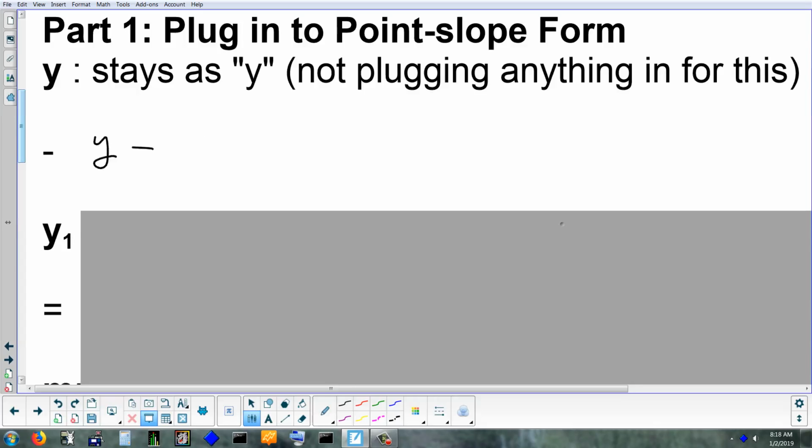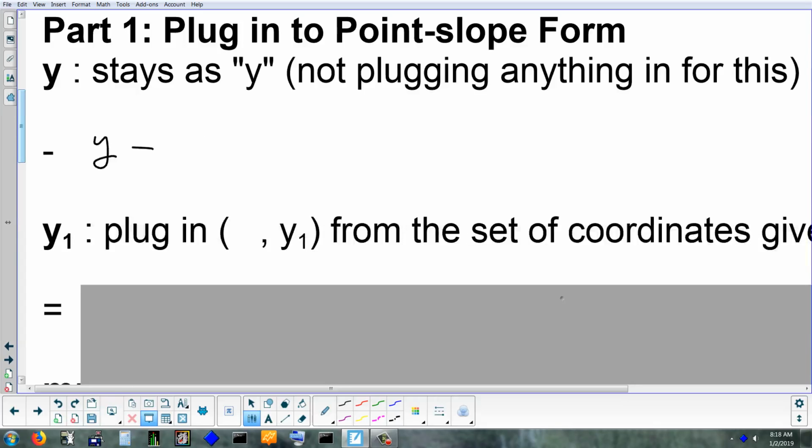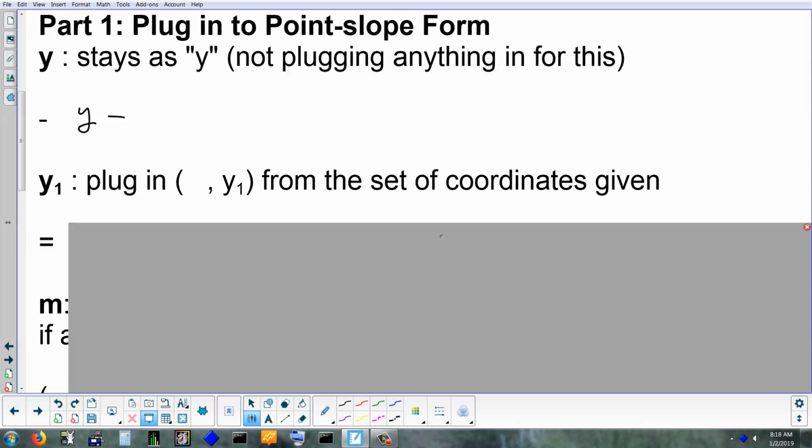What do you think, Nate? Yeah, that's what we're going to get from our coordinate. So for y1, we're going to plug in the number that's the second number in the coordinate. So for y1, that's the second number in the coordinate.